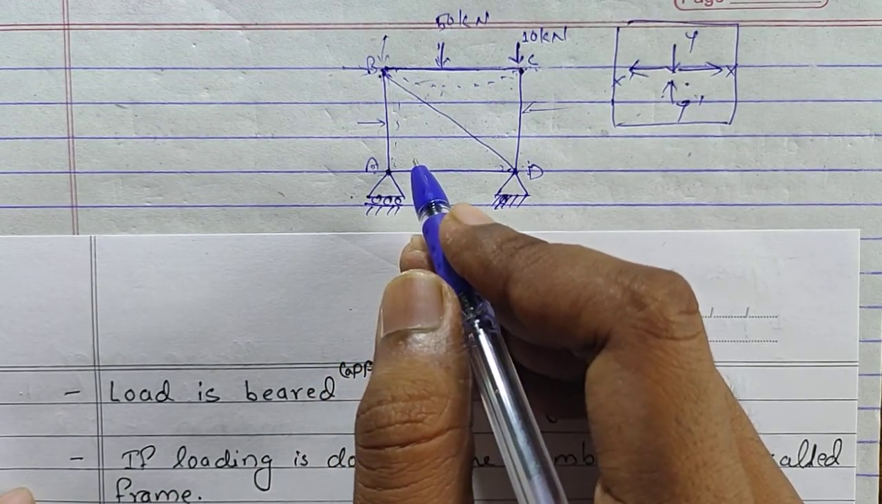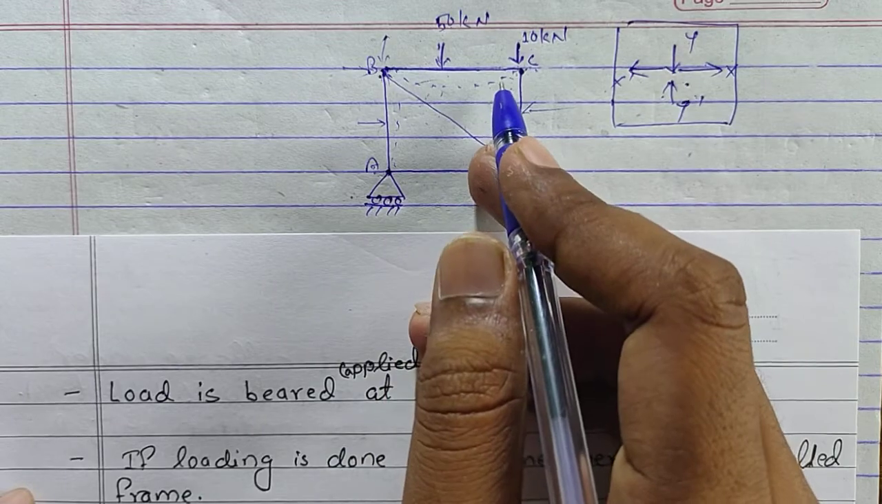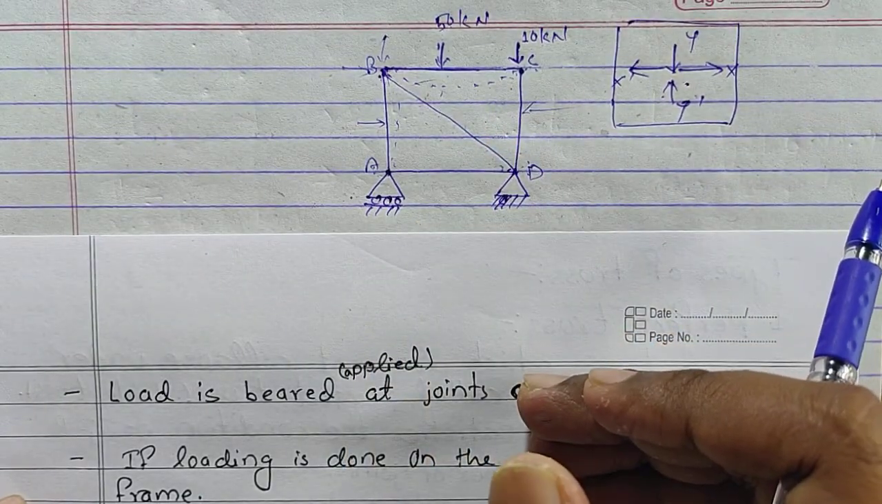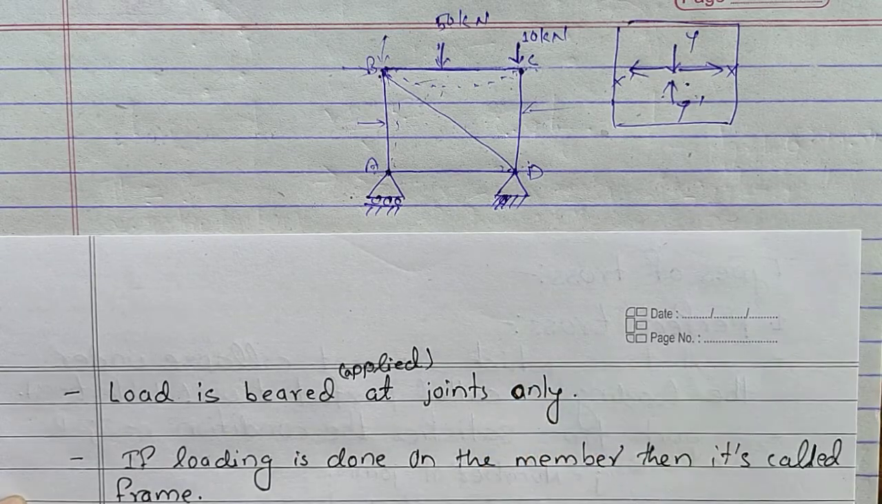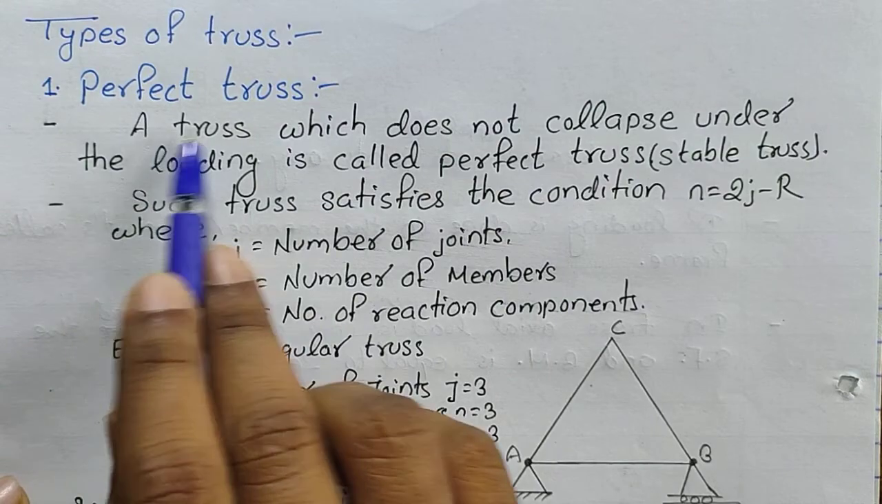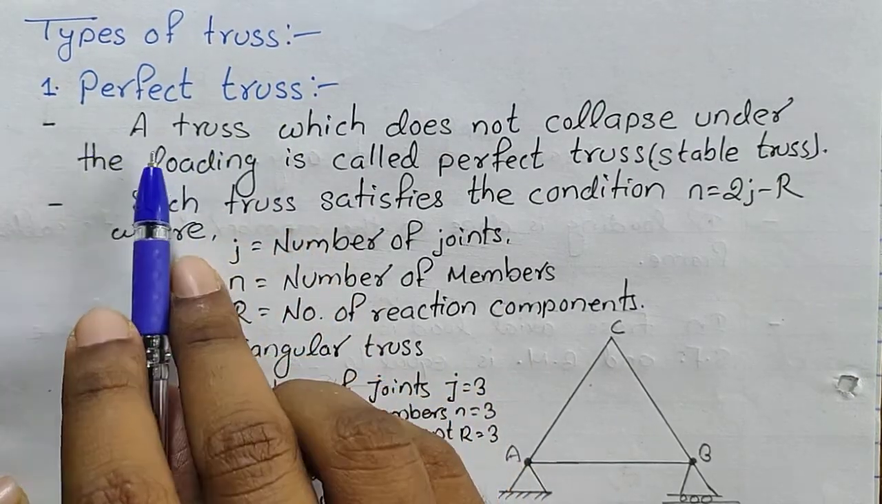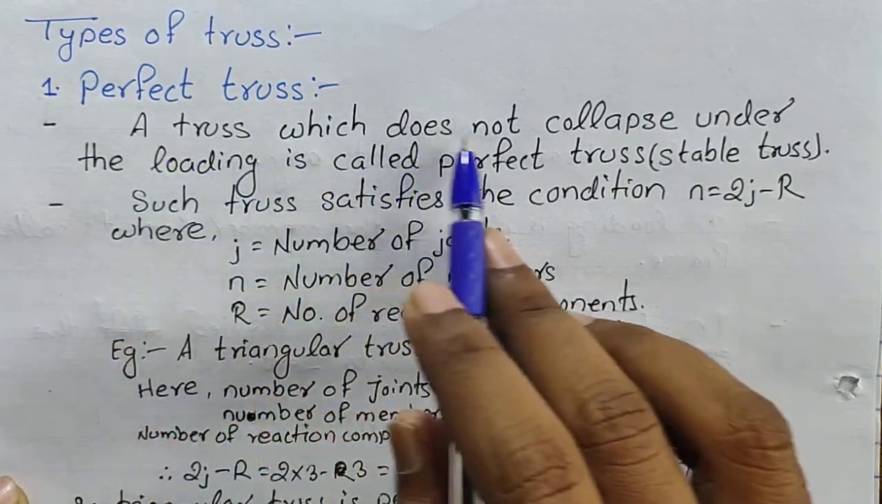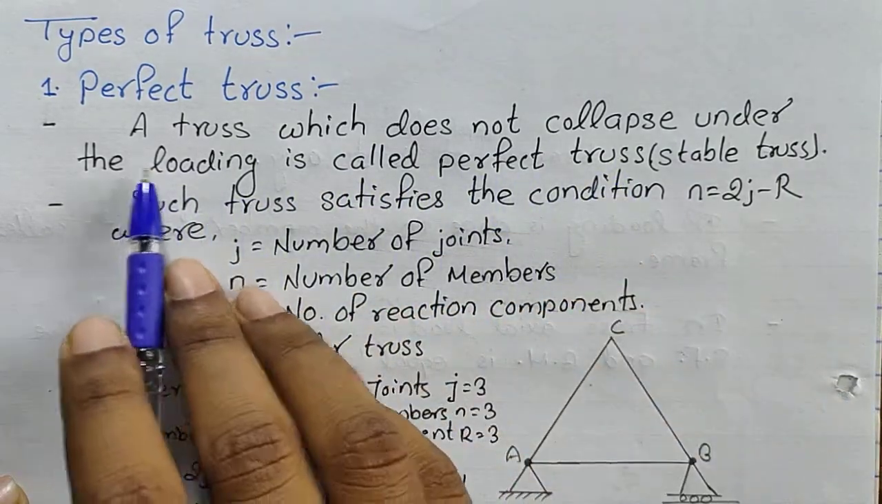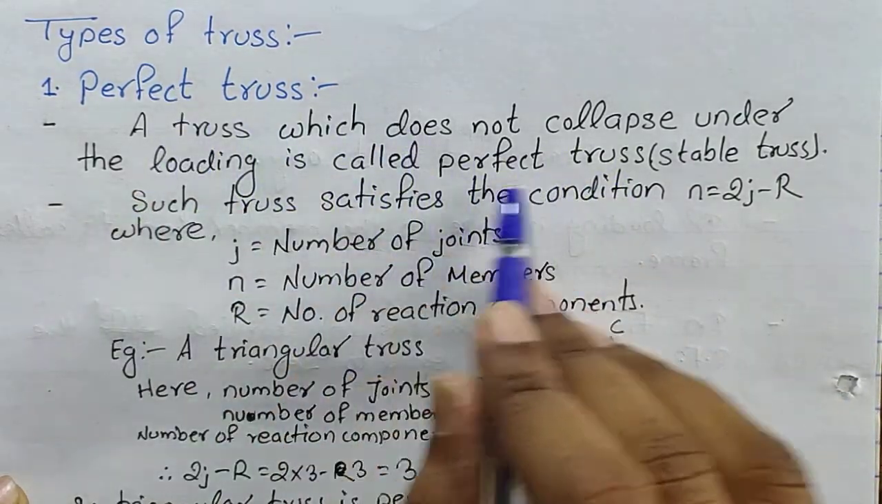From there we will be able to classify the truss on the basis of stability, which we will find by using the formula n is equal to 2j minus r. So here the first type of truss is the perfect truss, and the definition of a perfect truss is a truss which does not collapse under loading. Why does the perfect truss not collapse under loading?